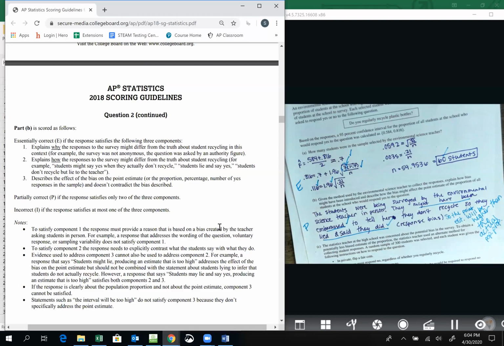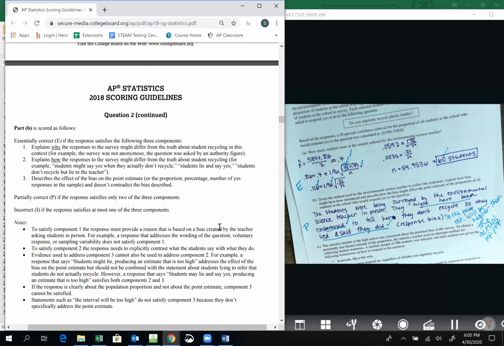To satisfy component 1, the response must provide a response that is based on a bias created by the teacher asking students in person. A response that addresses wording of the question, voluntary response, or sampling variability does not satisfy component 1. To satisfy component 2, the response needs to explicitly contrast what the students say with what they do. So they lied and said they did. Lying implies that that's not the truth, so I have that.